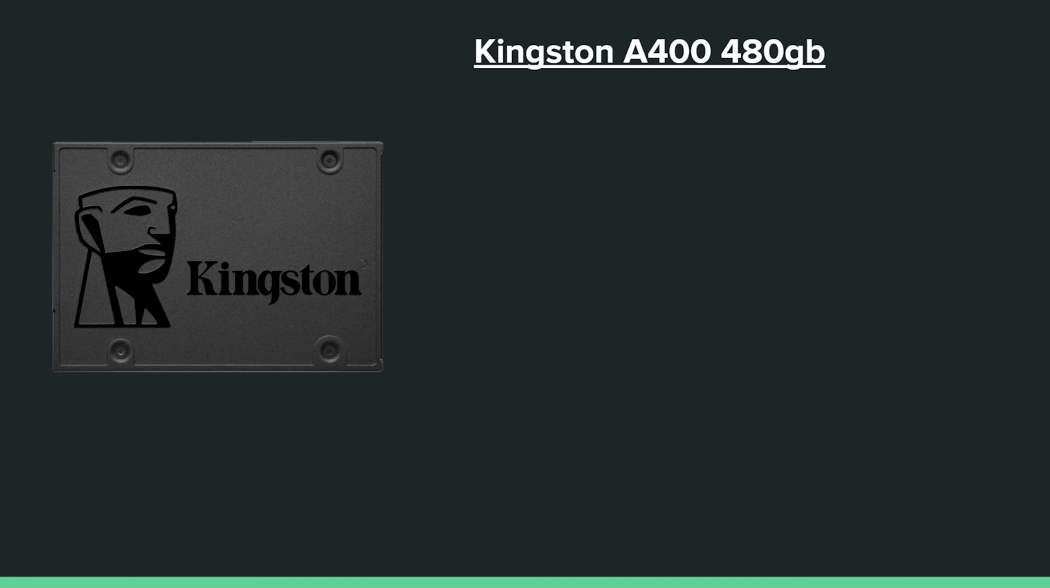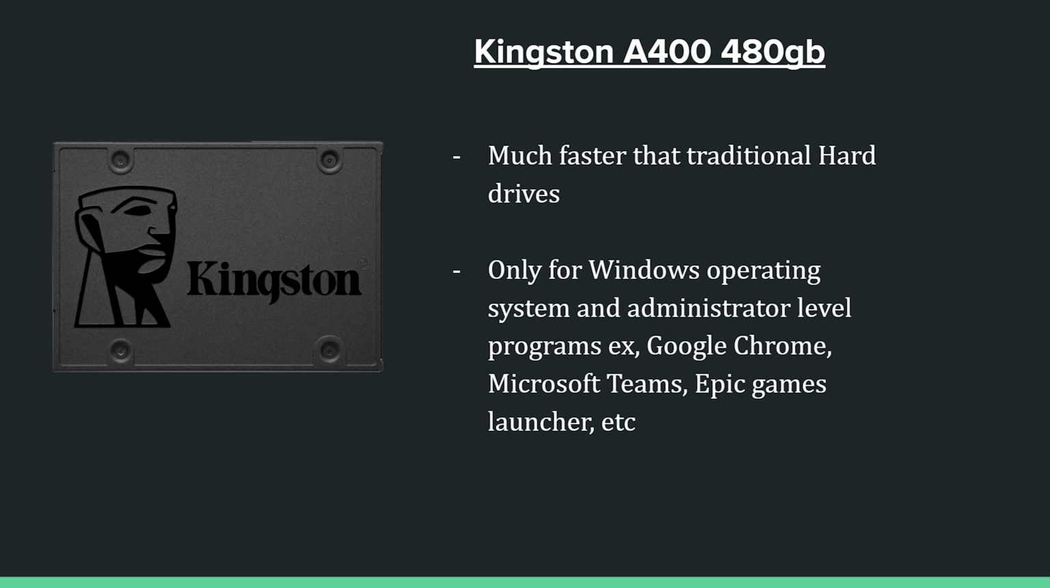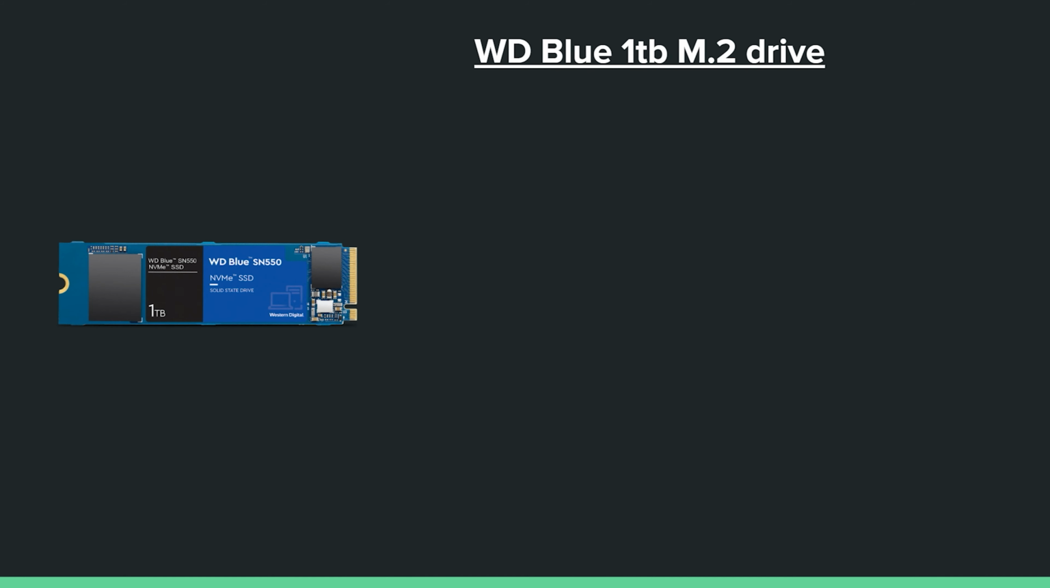Next up, the storage. I got two different memory devices. One of them is a 480GB solid state drive, or an SSD, which is much faster than the regular hard drives. I got the SSD for the sole purpose of being a C drive, which is only for the operating system Windows and for other administrator level programs like Google Chrome, Microsoft Teams, and any game launchers like Steam or Origin, which was $80.